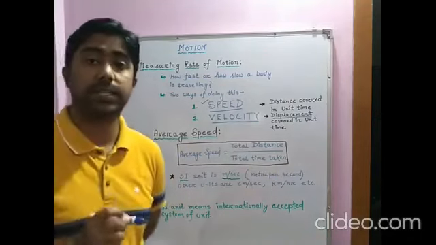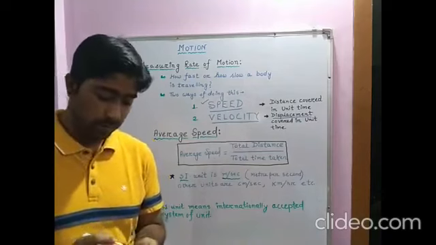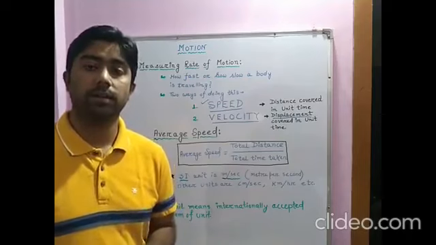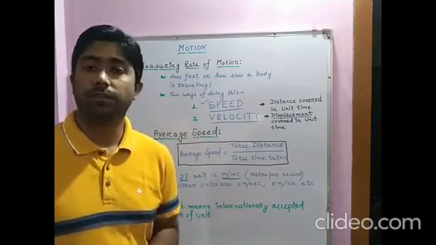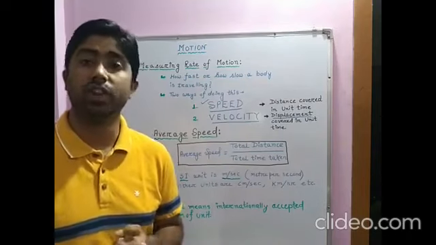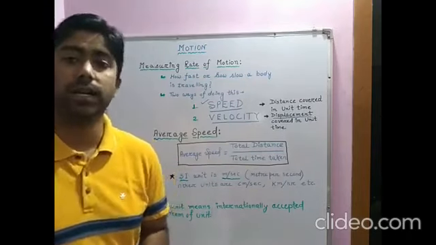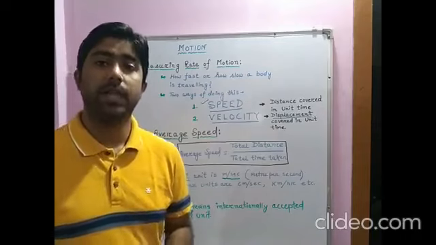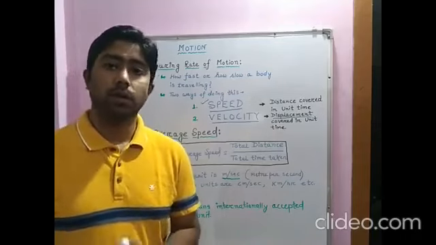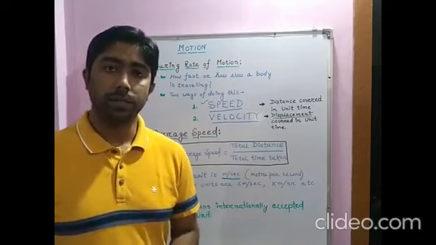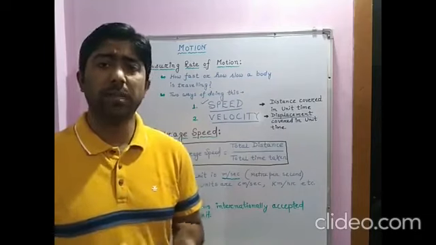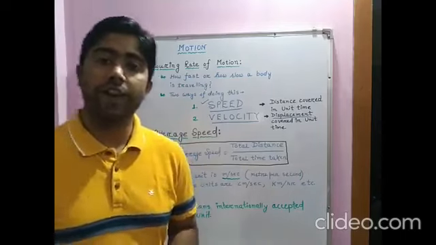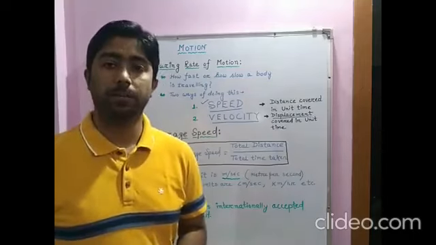Now, let us first discuss a little bit more about speed. Speed of a body may be constant, but in most real life cases, speed of a body is not constant. It is a variable quantity. It keeps on changing with time. Sometimes a moving body may speed up and sometimes it may slow down.